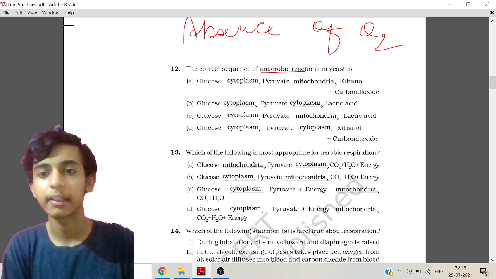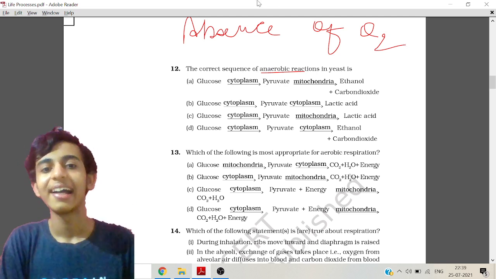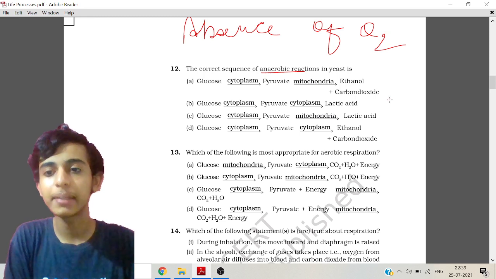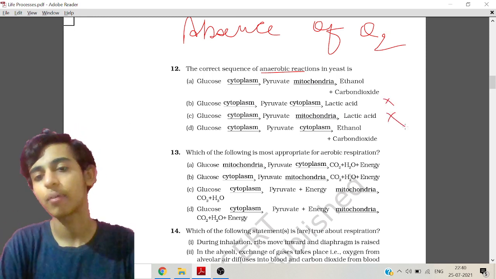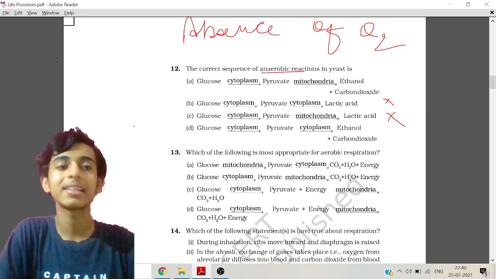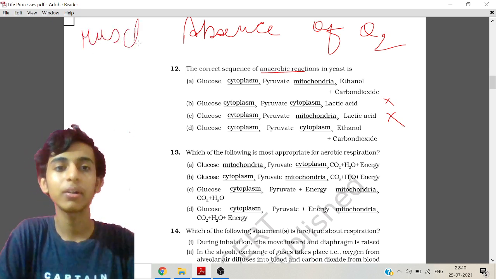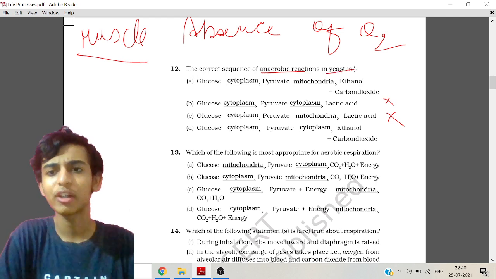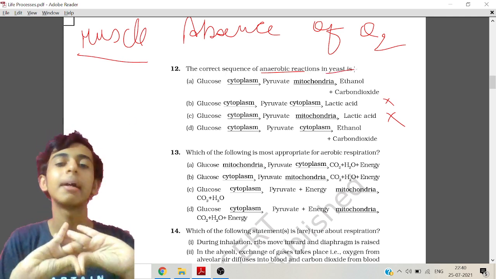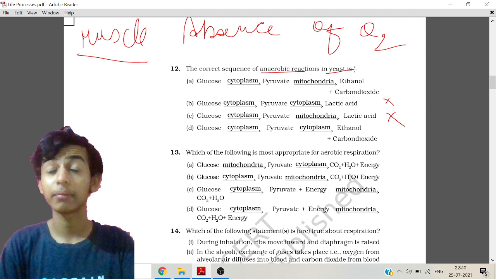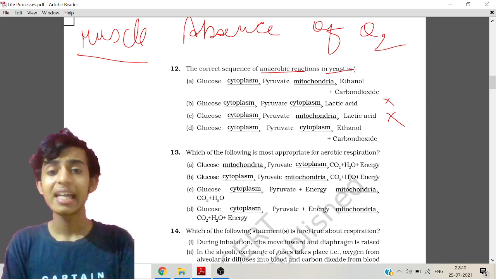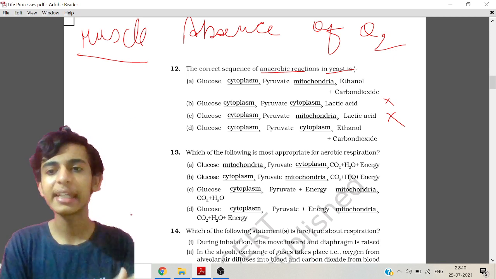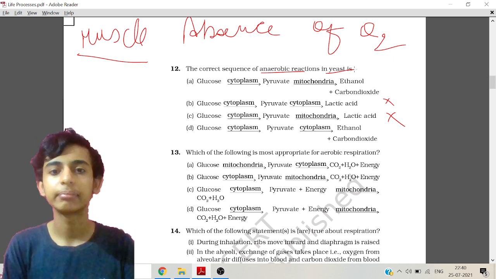What do you think? See, I'm eliminating B and C because I know in anaerobic respiration lactic acid is not formed. That is in your muscle cells, right? But here we are talking about yeast. We are not talking about muscles at all. So you're left with A and D.